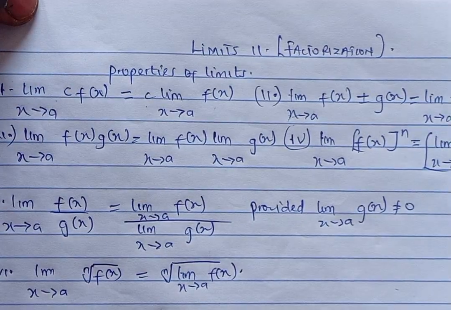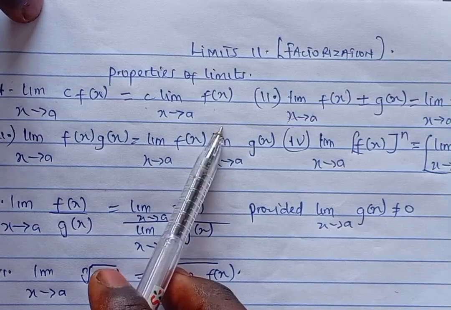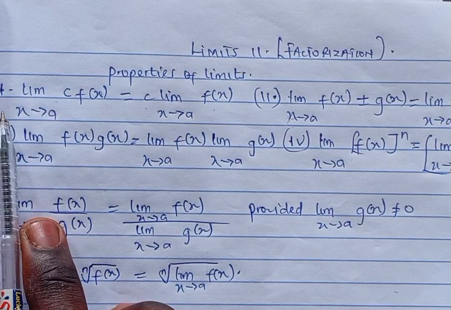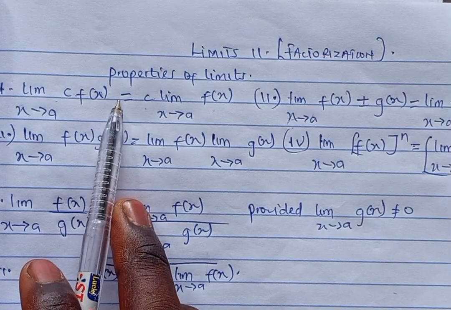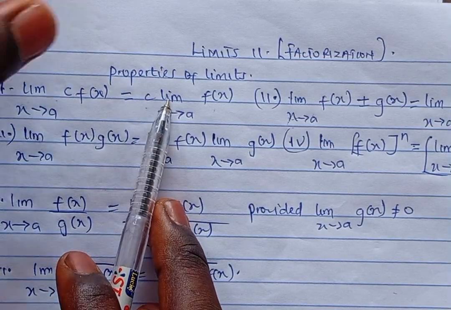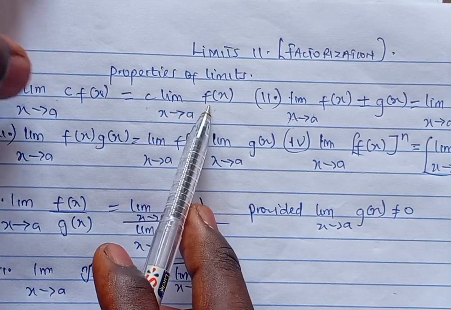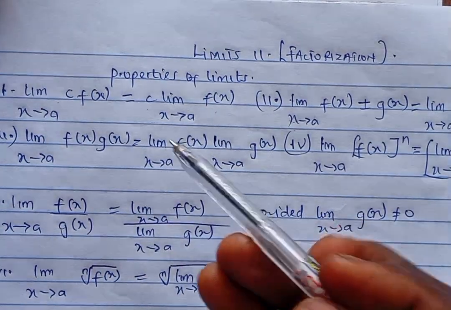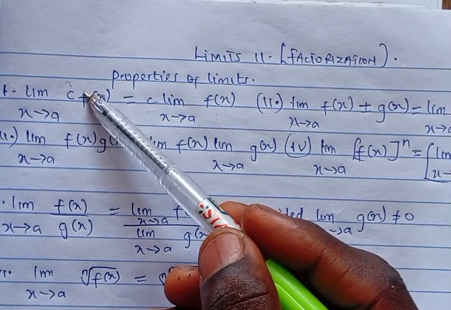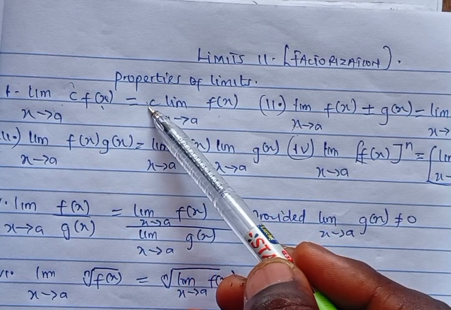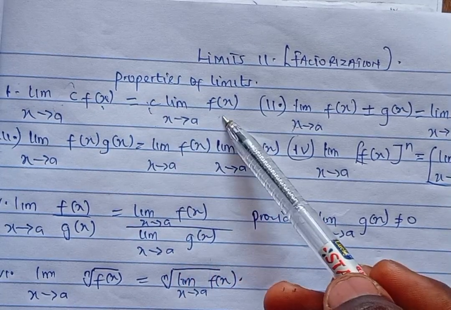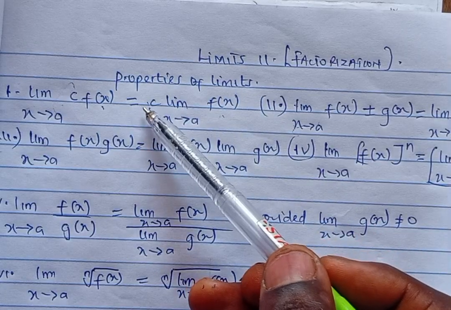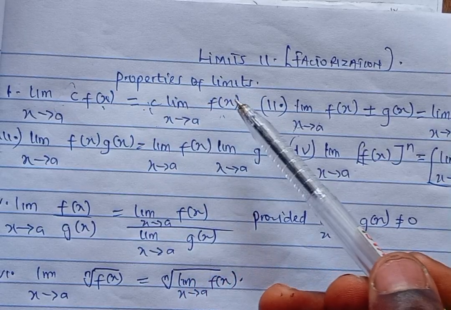Okay, now let's start. So, properties of limits. The first one: the limit as x tends to a of c f(x) is equal to c times the limit as x tends to a of f(x). It means that whenever you have a constant multiplied by a function, you can always bring out that constant and find the limit of the function. Do you understand what I'm saying? You can always bring out that constant and find the limit of the function.